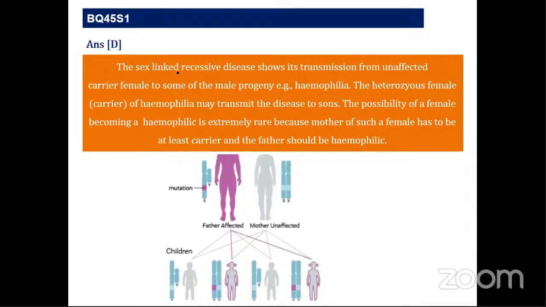See, the sex-linked recessive disease shows its transmission from unaffected carrier female to some of the male progeny. Example, hemophilia. The heterozygous female of hemophilia may transmit the disease to the sons. The possibility of the female becoming hemophilic is extremely rare because the mother of such a female has to be at least a carrier and the father should be hemophilic. So the answer is going to be D.